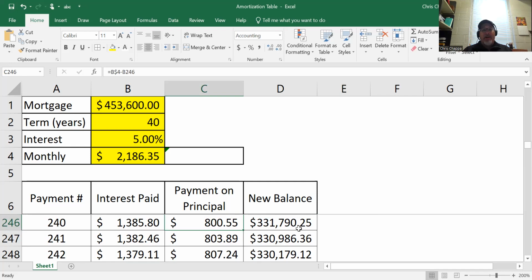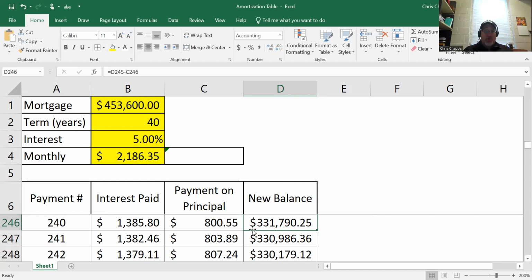And at this point, we're down to $331,000. So after half the term, we still owe way more than half the mortgage. The mortgage was $453,600. Half of that is $226,800, but we still owe $331,000. So it can seem a little bit frustrating that I'm halfway through this mortgage and I still owe this much.